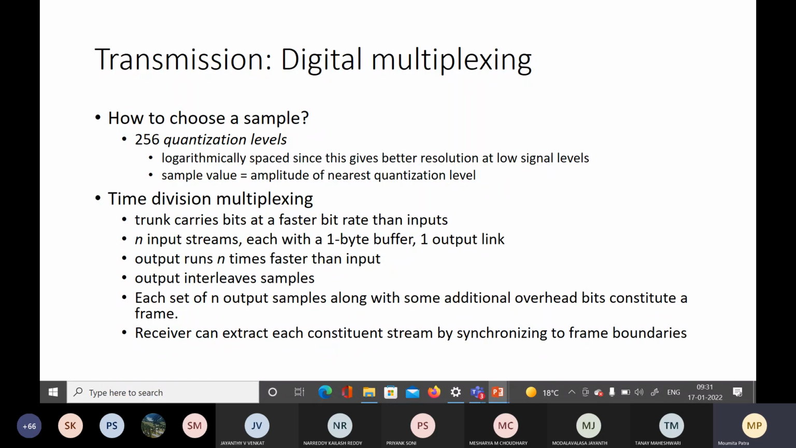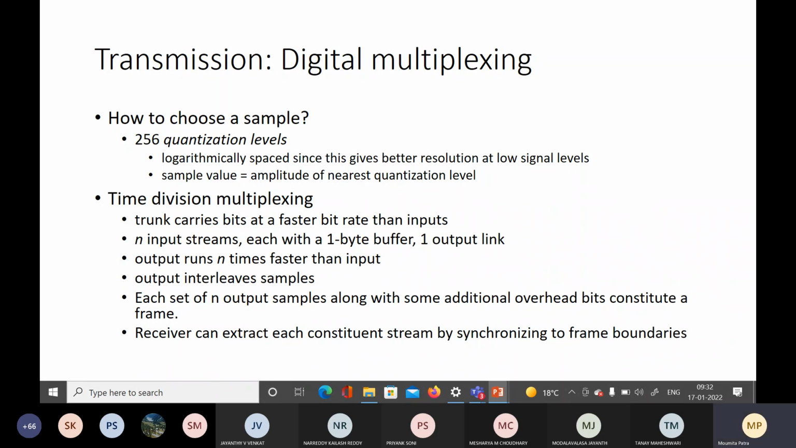Now what will the receiver do when it gets a frame? The receiver will extract the constituents of the frame, which is the data stream that was received from the input side. How will it do that? It will synchronize itself with the frame boundaries, and then it will receive that data.